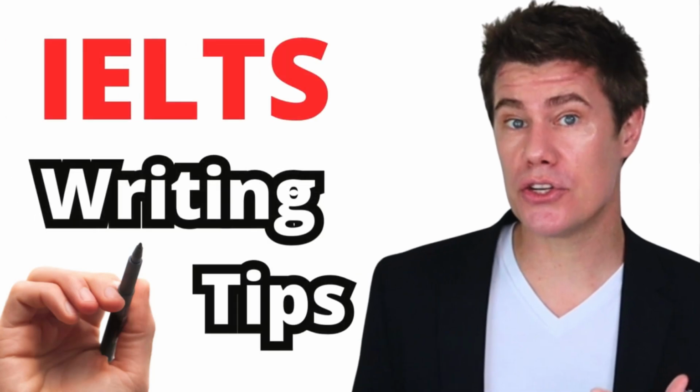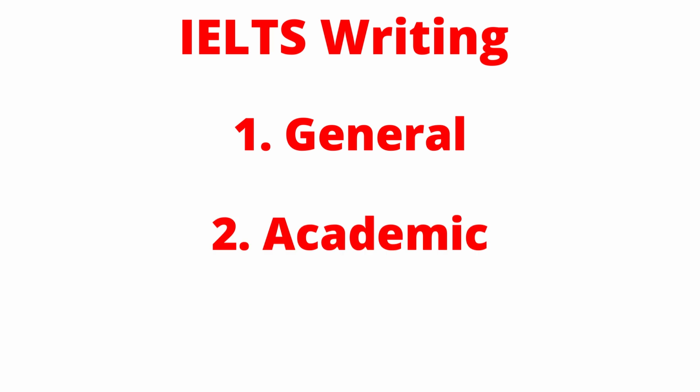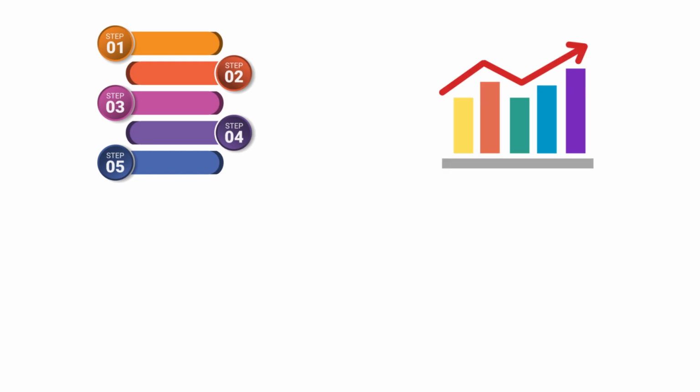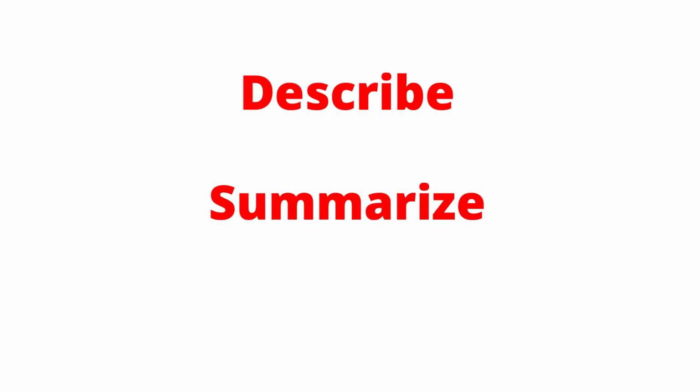10 tips for the writing section of IELTS. The IELTS writing section has 2 tasks, general and academic, and it is 60 minutes long. If you're doing academic writing, you will be presented with a graph, table, chart, or diagram and asked to describe, summarize, or explain the information in your own words.